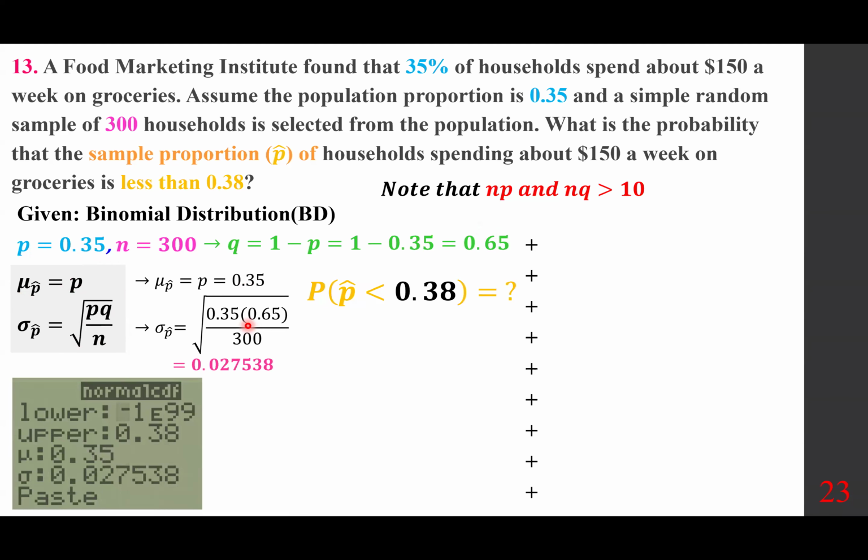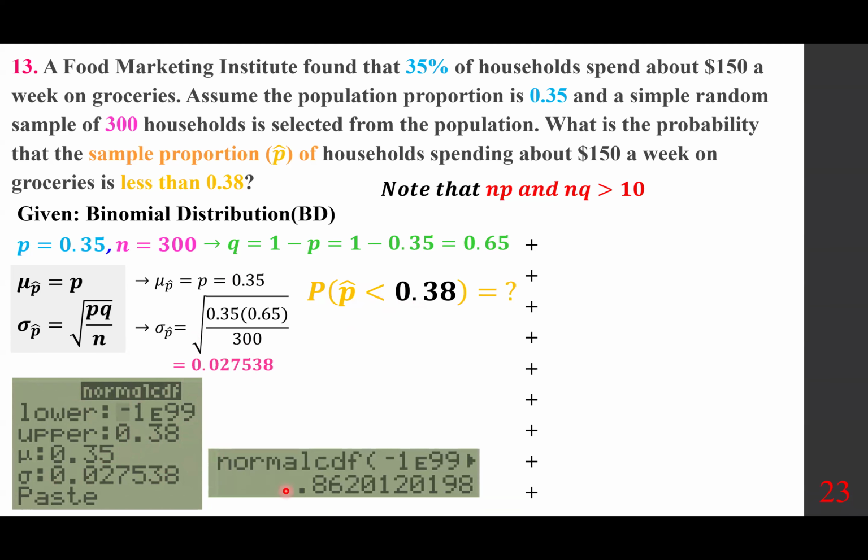We can put this into technology such as a TI calculator. We want this one to be less than 0.38. So from negative infinity to 0.38. And by the way, because it's a proportion, you can even put negative. You can even put 0 for the sake of argument. 0.38, this is mu is 0.35. And sigma is 0.027538. And it gives us the answer.